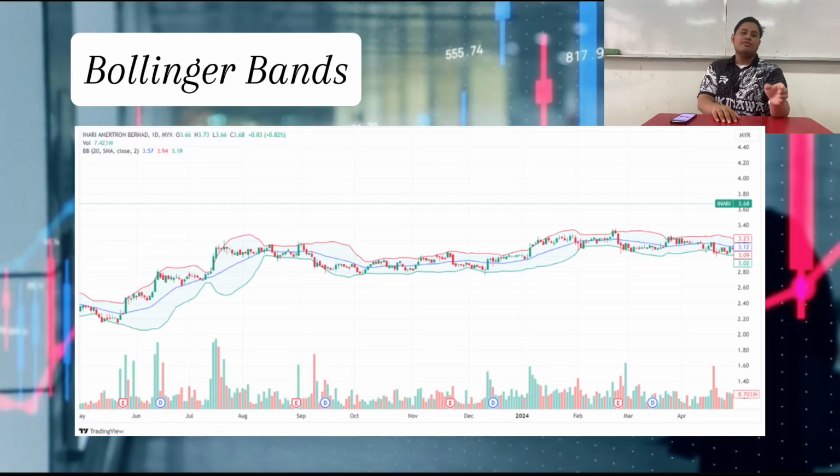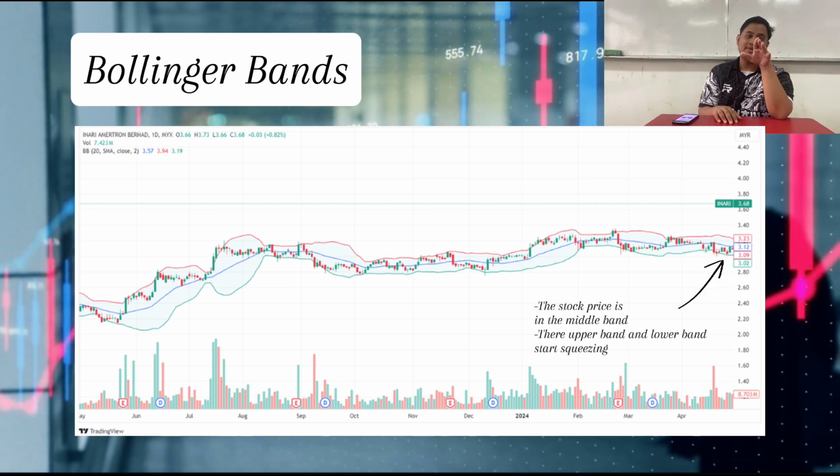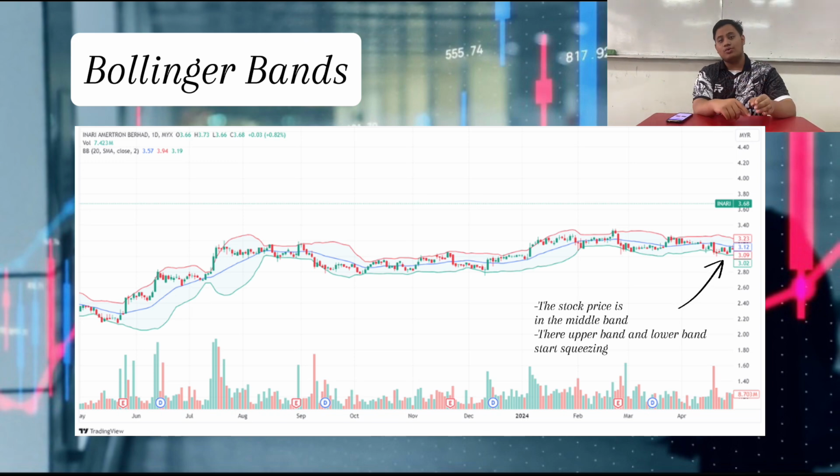For Inari stock, based on the data on 30 April 2024, there is a hold signal because the stock price is currently on the middle band, and we can also see that the range between the upper and lower band is very small, what we call squeezing. Squeezing happens when the price is going sideways, so we can consider that the price is not going upward or downward.